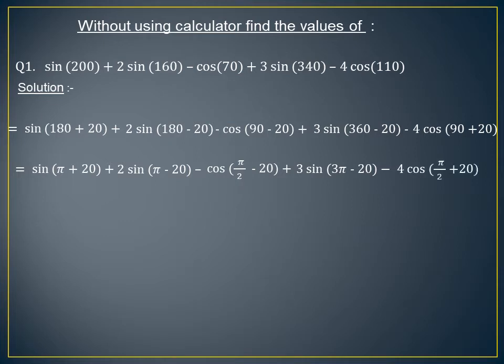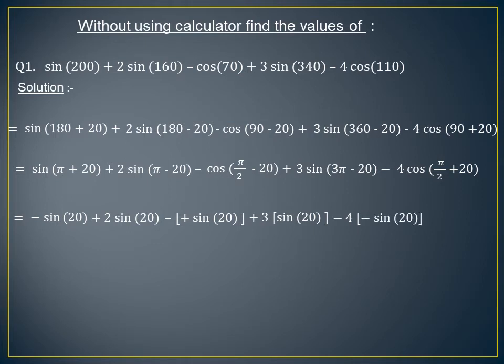Now, as I have explained in my earlier video, since we have pi in the angle, sine will remain sine, and pi plus 20 means the angle will lie in the third quadrant where sine is negative. So sine of pi plus 20 becomes minus sine 20. Similarly, next is 2 sine of pi minus 20. This will lie in the second quadrant where sine is positive, so we'll have plus 2 sine 20. Minus cos of pi by 2 minus 20: because we have pi by 2, cos will become sine, and in the first quadrant cos is positive, so we'll have minus sine 20, plus 3 sine 20, minus 4 times minus sine 20.